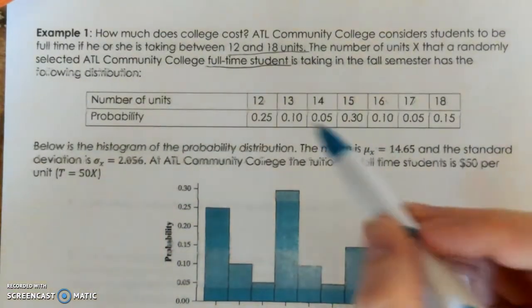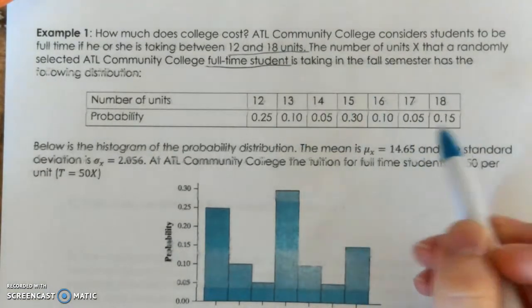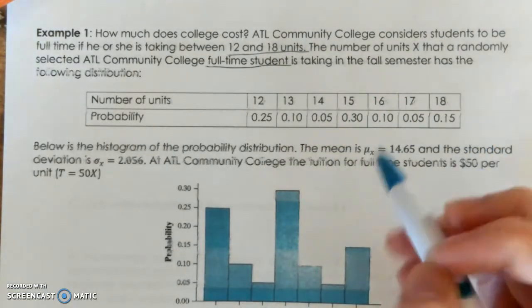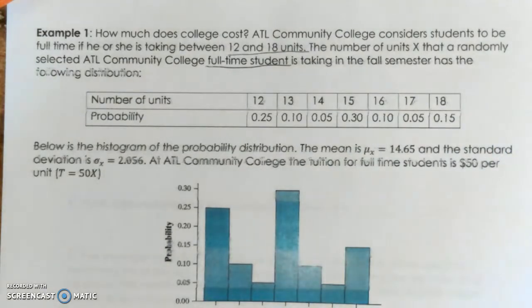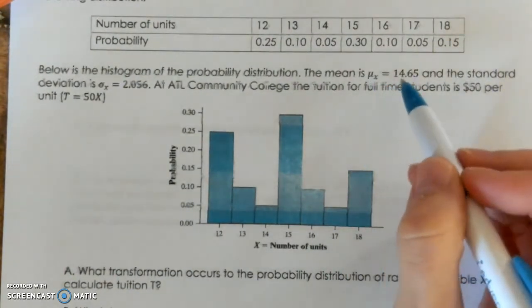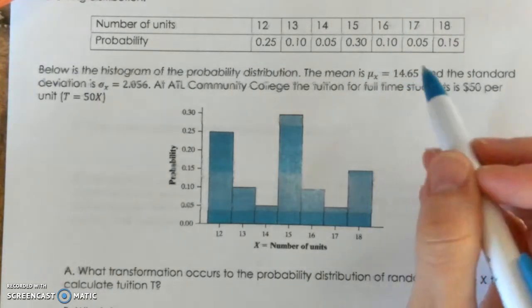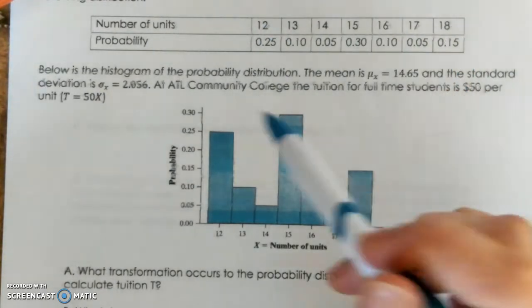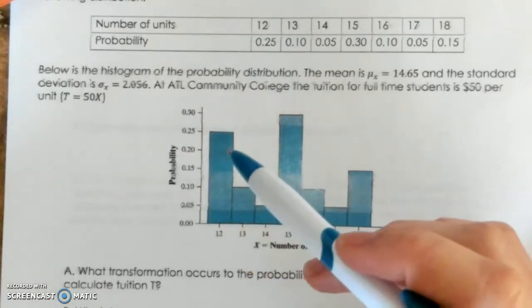Now here's our probability distribution. To check that it's accurate, I see that all of the numbers are between 0 and 1, and when I add them up, they should be equal to 1, right? Okay, below is a histogram of this probability distribution. Now my mean, my mu of X, is 14.65, my expected value. That looks about right, looking at the numbers, right? And the standard deviation is 2.056 units.